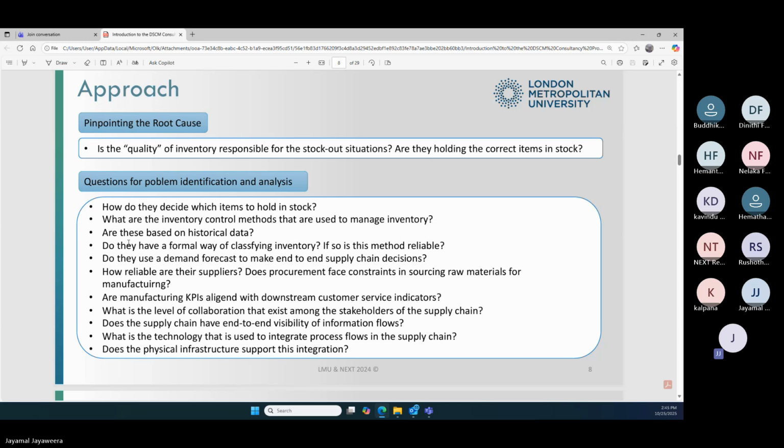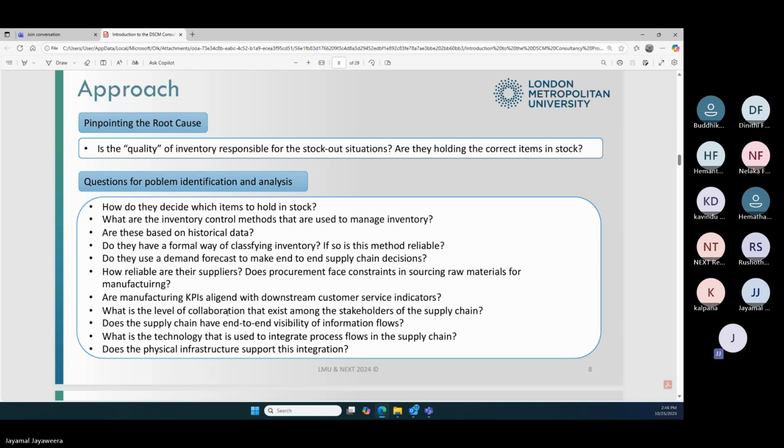Are these based on historical data? Do they have a formal way of classifying inventory into fast moving, slow moving, ABC, and do they use a demand forecast to make end-to-end supply chain decisions? How reliable are their suppliers? Does procurement face constraints in sourcing raw materials for manufacturing? Are manufacturing KPIs aligned with downstream customer service indicators? Are these aligned? Or are they working in silos?